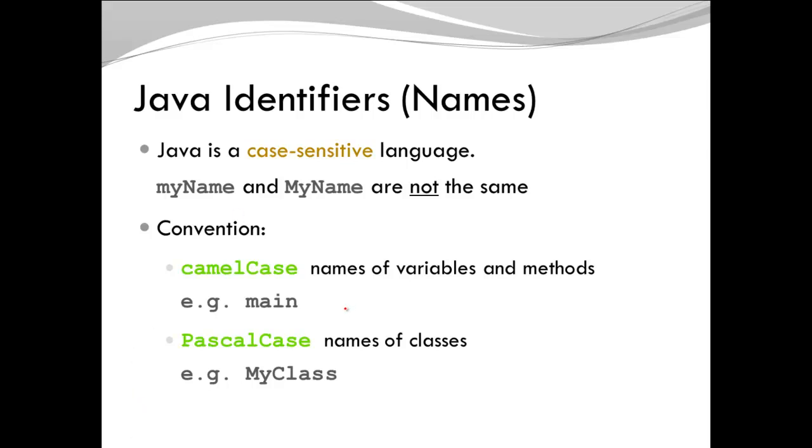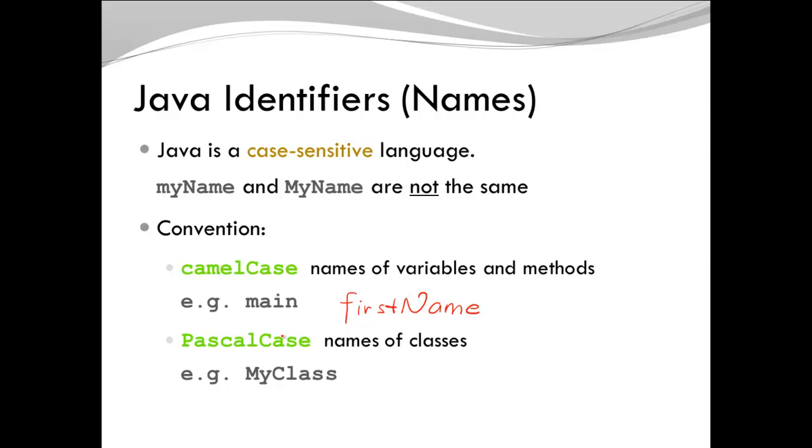For example, if I would have a variable name that is called first name, I could write it like this: firstName. So you can see the first letter is lowercase, and then for each of the new words we start in the middle with the uppercase letter, like camel case.